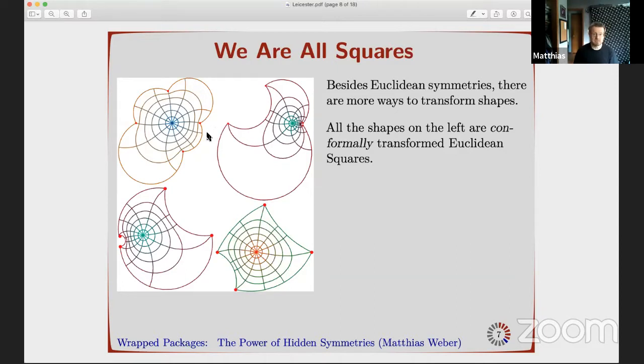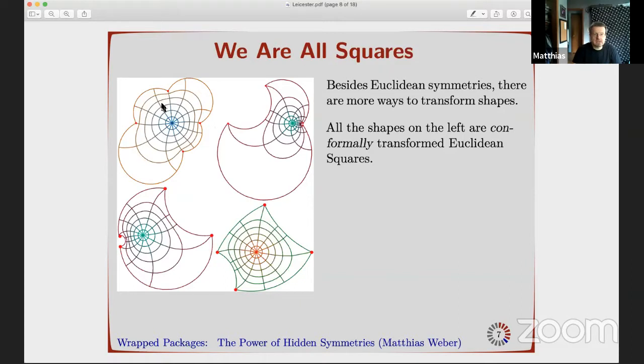But there are more symmetries, and one of the most flexible symmetries mathematicians study are so-called conformal symmetries. What you see here are curved shapes in the plane. All the boundaries are circles, which is irrelevant, but I just had these images lying around. And you see there are four vertices where these meet at certain angles. And these are squares. These are all conformally squares.